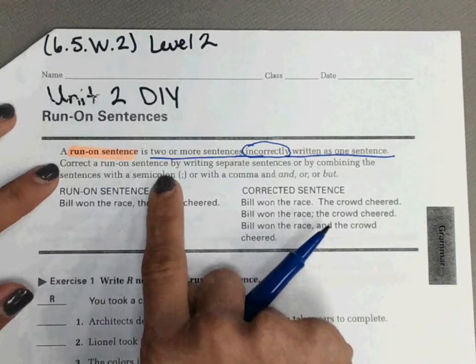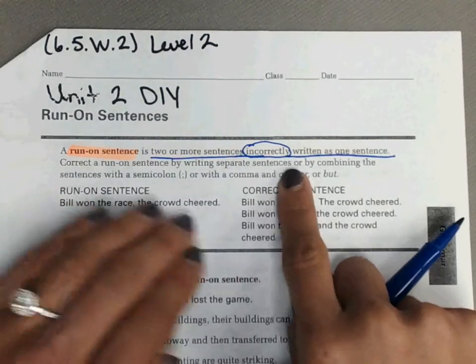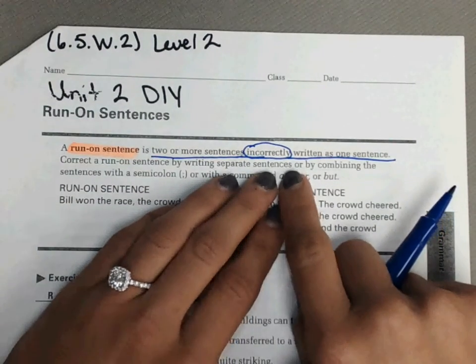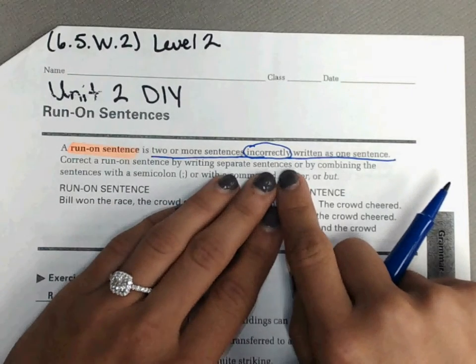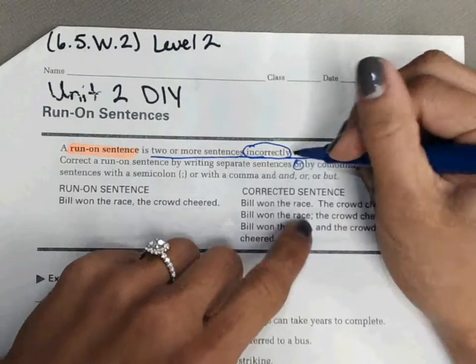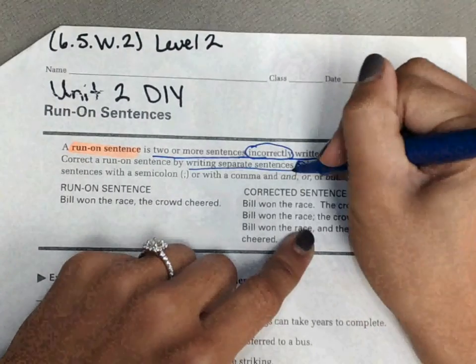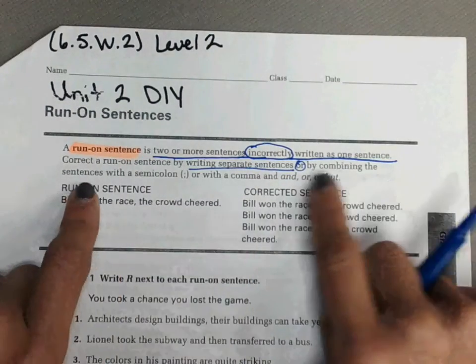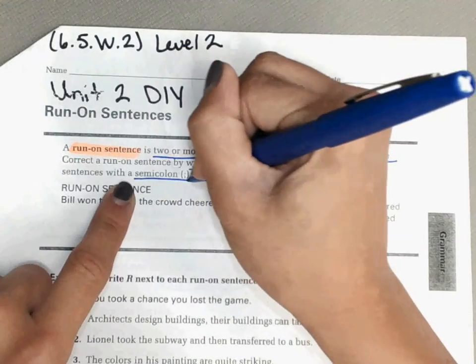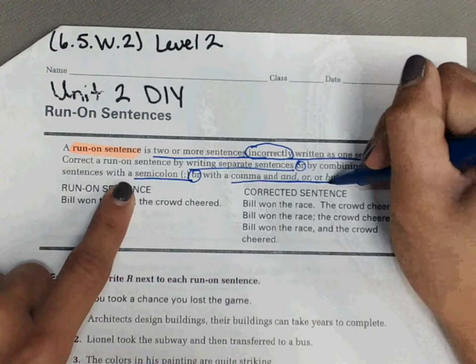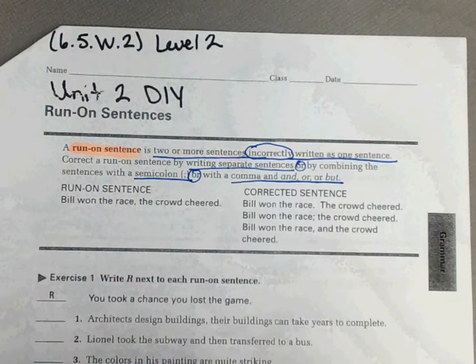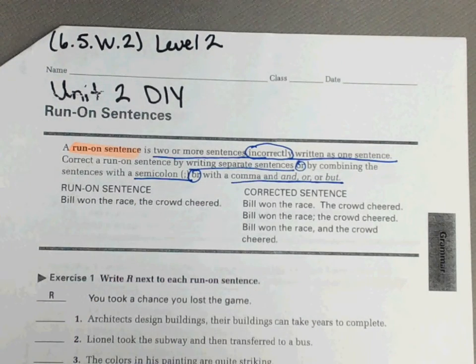Correct a run-on sentence by writing separate sentences, meaning you have two simple sentences, or maybe even three or more, or by combining the sentences with a semicolon or with comma and, comma or, comma but. In other words, you can take a run-on sentence and correct it by making it a compound sentence.